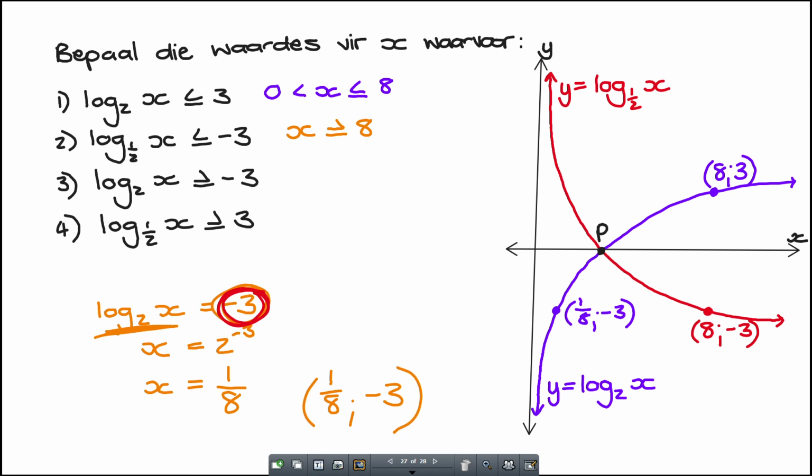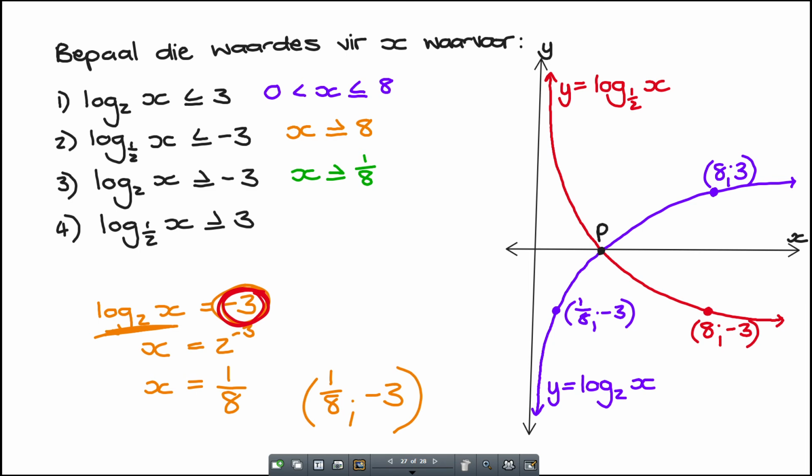So, x moet wees groter as, can it be equal to? Yes, want kyk gou daar sit ook gelyk aan, hè? Nee, ek wil dit in 'n ander kleur hê, sorry. X moet wees groter en gelyk aan 1 op 8.